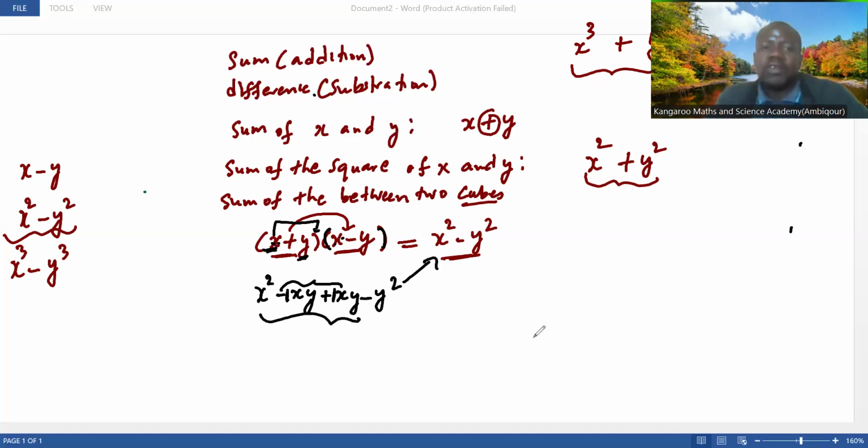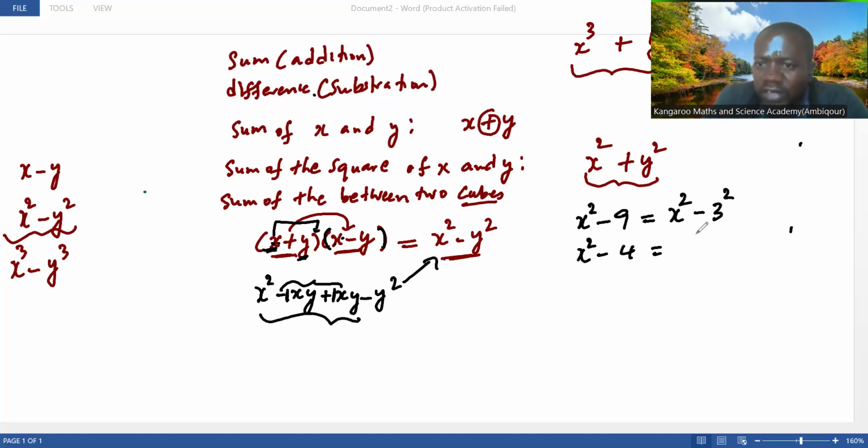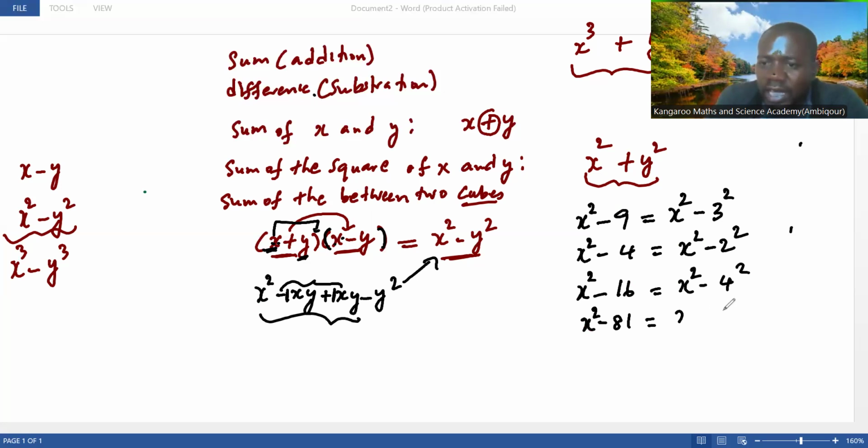So it means always, for example, if you're given x squared minus 9, this is the difference between two squares because 9 is 3 squared. x squared minus 4 is also the difference of squares because it's x squared minus 2 squared. x squared minus 16 is also the difference, which is x squared minus 4 squared. You see, these things are straightforward. If you say x squared minus 81, this is the difference between two squares because 81 is 9 squared.